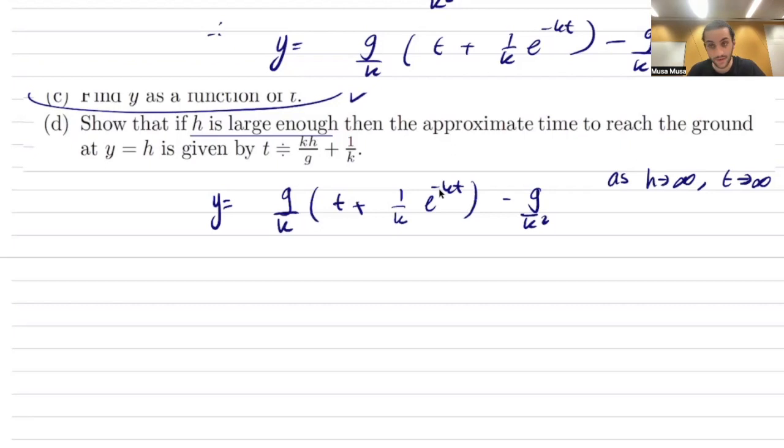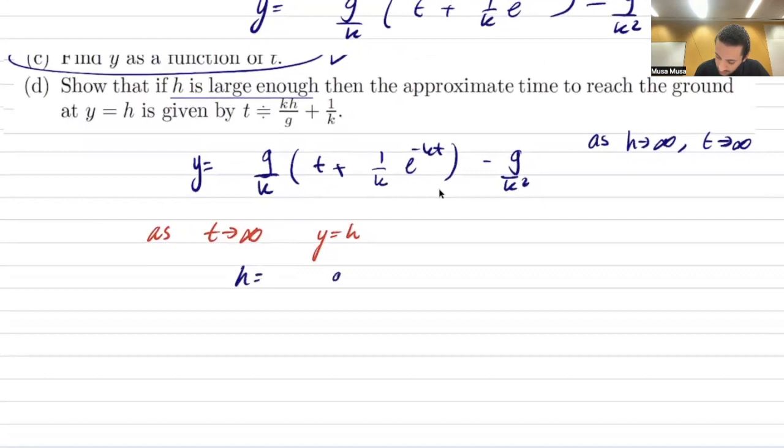So let's take instead, I was going to say h goes to infinity, but we don't really have any h's in here. So what we should say is, as t approaches infinity, let y equal h.